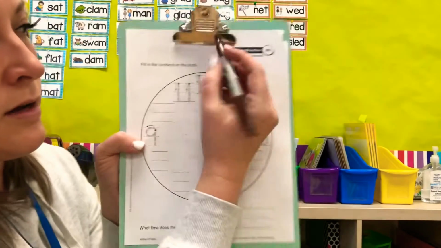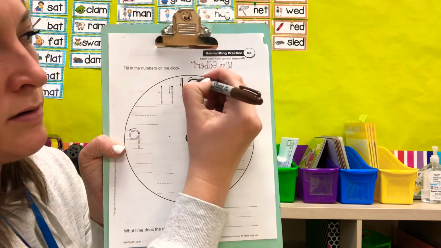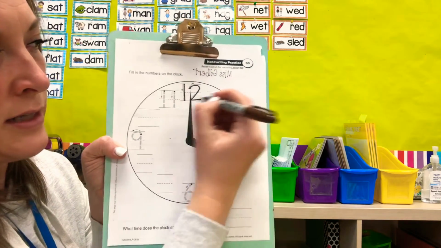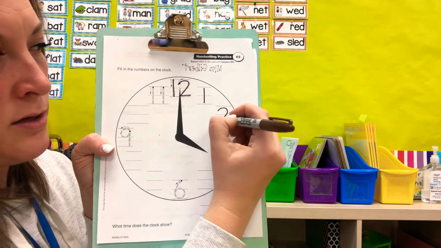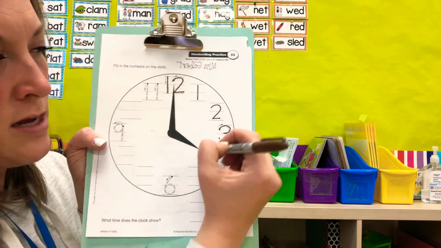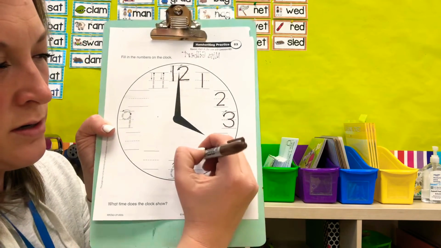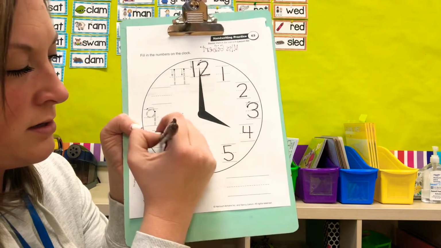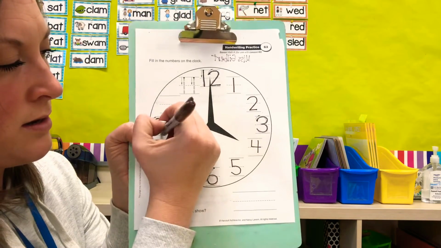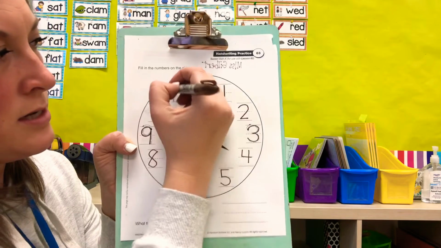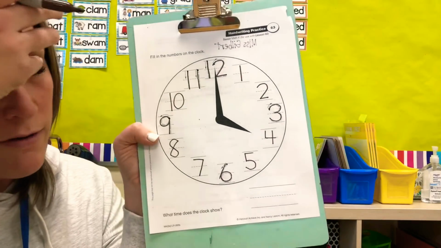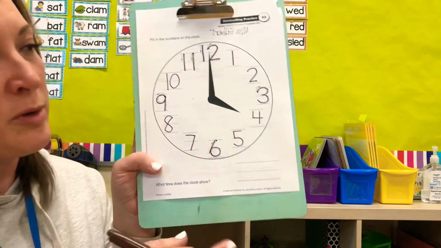So right here on the top, we're going to write number 12. Then you'll start with 1 right next to the 12. 1, 2, 3, 4, 5, 6, 7, 8, 9, 10, 11, 12. You can pause the video if you need to take a second to finish up your numbers.